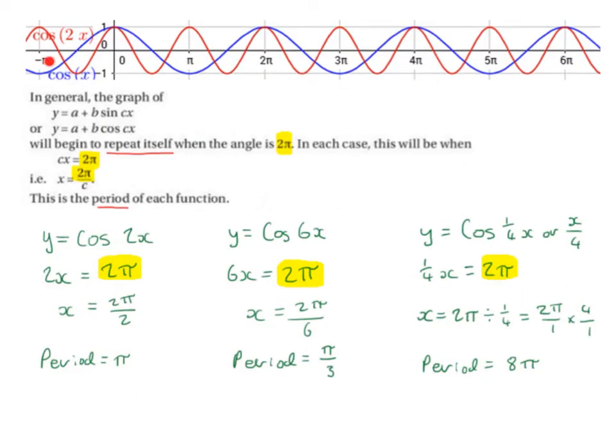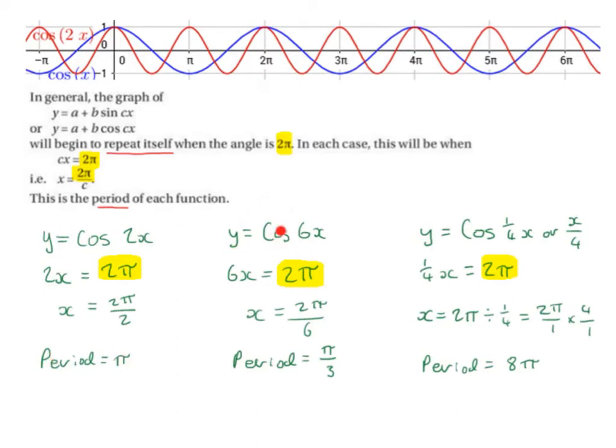So at the top here in blue, we have the graph of y equals cos of x. And in red, we have the graph of y equals cos of 2x. So we notice that the same thing is happening. So if we want to find the period for the cos function, we do the exact same thing. So for example, y equals cos of 2x. We let the 2x equal 2 pi and we solve for x. We get x equals 2 pi over 2, which is pi. So the period for the function of y equals cos of 2x is going to be pi.